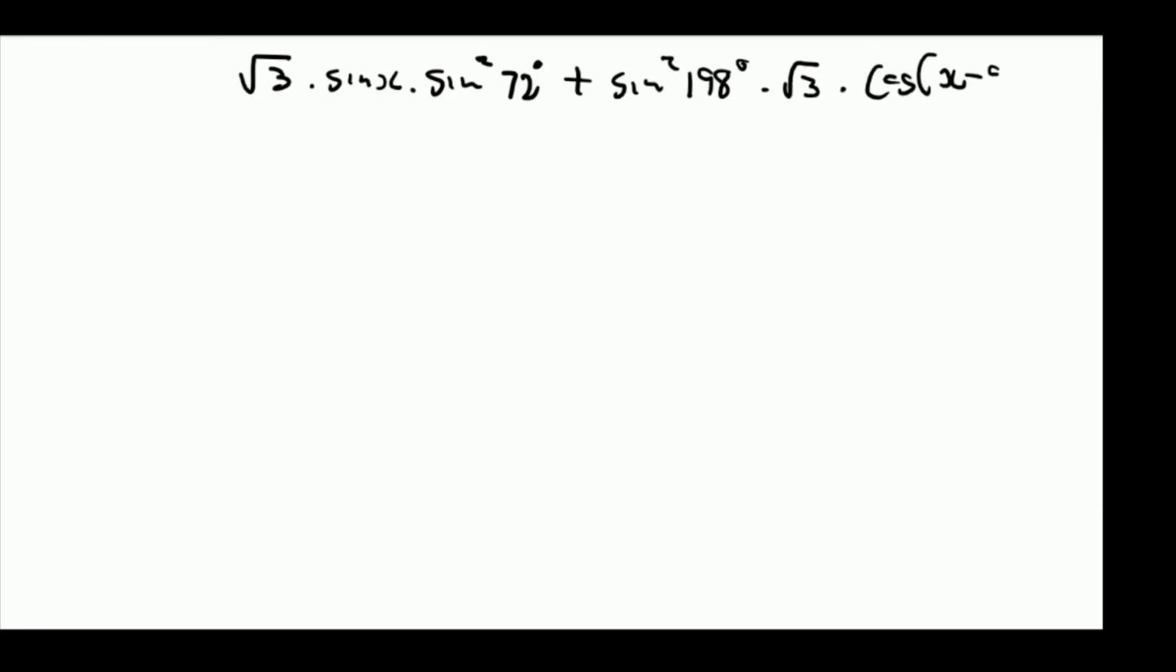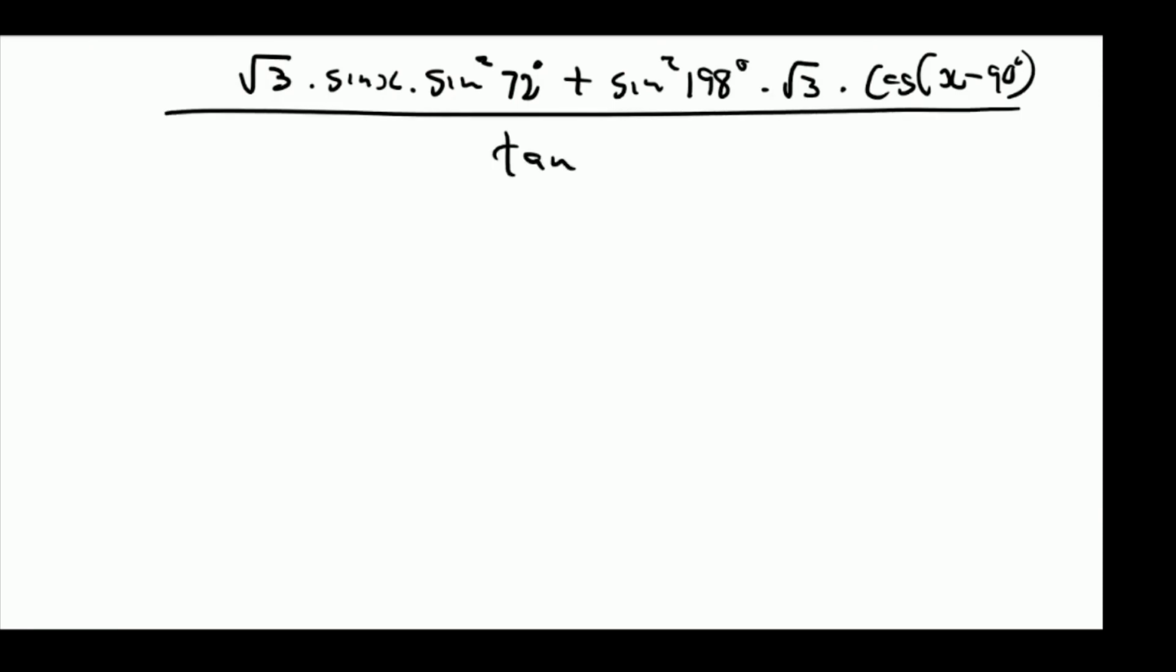So we're having root of 3 multiplied by sine of x multiplied by sine squared of 72 degrees plus sine squared of 198 degrees multiplied by root of 3 multiplied by cos of x minus 90 degrees. Then we divide by tan of 120 degrees multiplied by sine of x, right? So what I can see in this problem here is we can eliminate sine of x. If you look here, there's sine of x, and this expression here can change into sine of x.